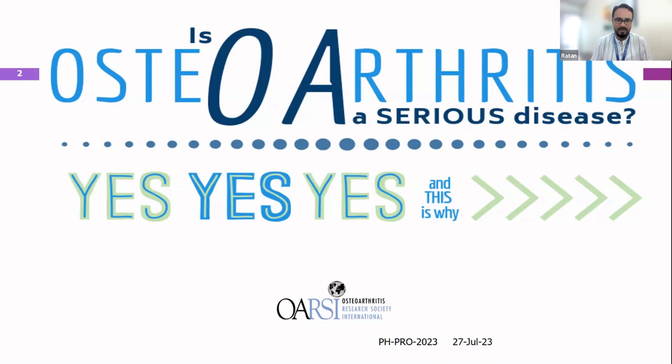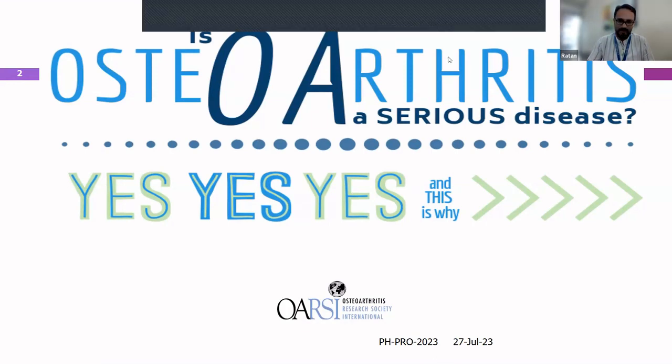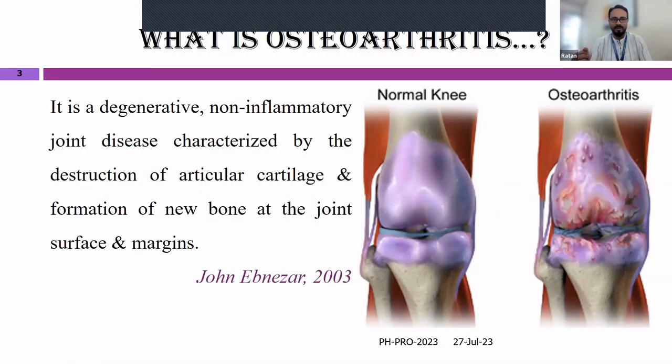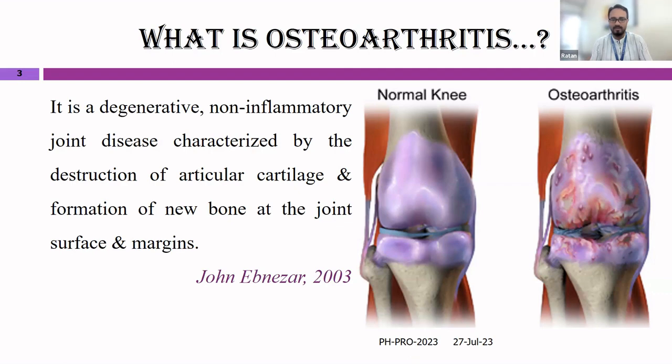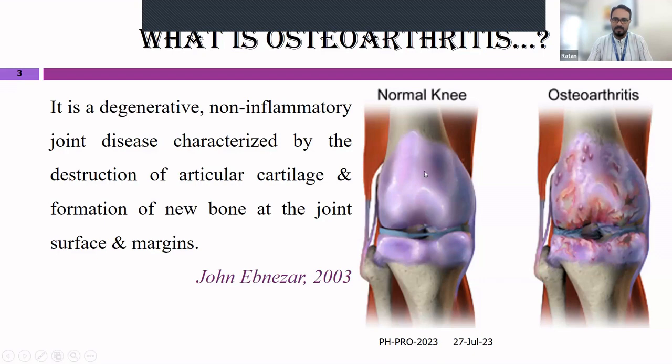I'll start my presentation with one simple question. Is osteoarthritis a serious disease or not? This particular research society has already mentioned that, yes, osteoarthritis is one of the serious diseases. Okay, so let us see how it goes on. If I have to go by definition, it is a degenerative, non-inflammatory joint disease characterized by destruction of articular cartilage and formation of new bone at the surface and the margin of the joint.